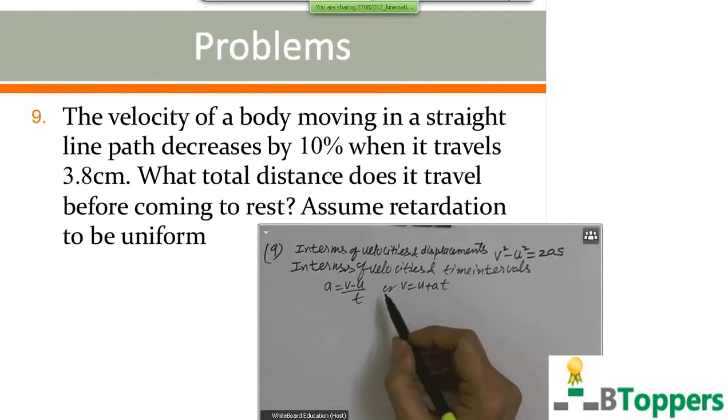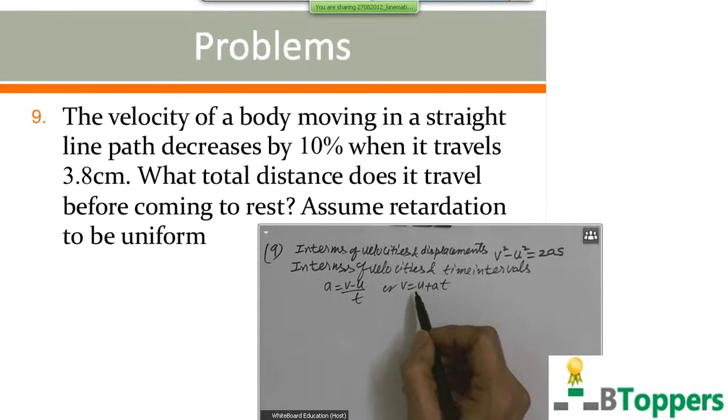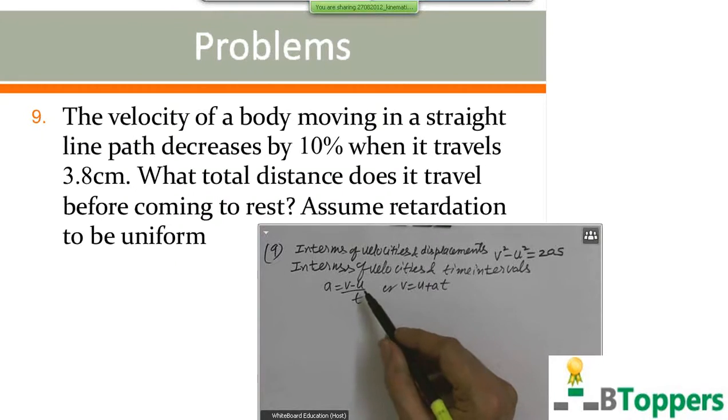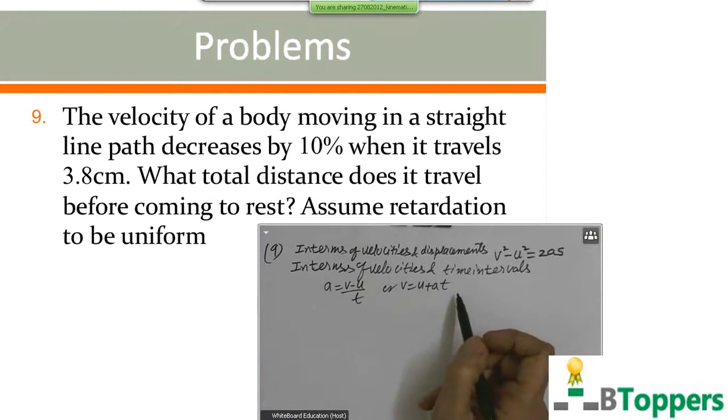For example, a body moving in a straight line path has a velocity of 10 meter per second at t equal to 3 seconds and a velocity of 20 meter per second at t equal to 8 seconds. What is the velocity at t equal to 10 seconds? That means only velocities and time intervals are mentioned, not displacements. Such questions can be solved by using a equal to (v minus u) by t or v equal to u plus at 2 times for the 2 situations in the problem.